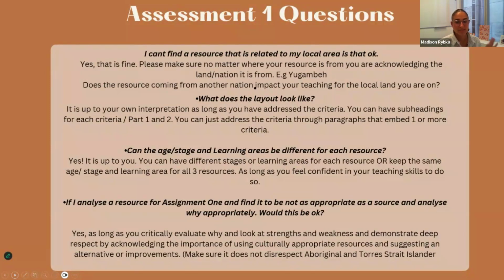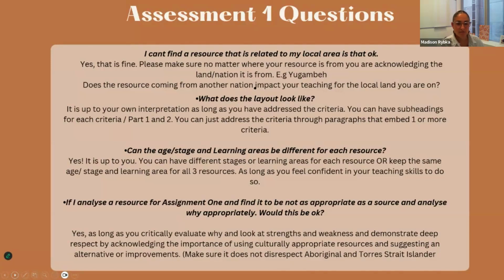So you may want to have different stages or learning areas for each resource, or keep the same age and learning area for all resources. I always say go with what you are confident in with your teaching skills. So obviously, if you're not early childhood, don't do early childhood. Do what you're going to be confident in.